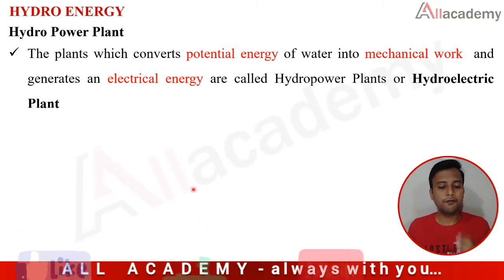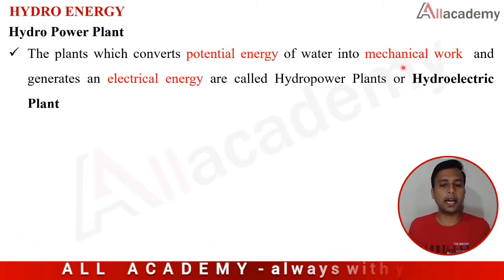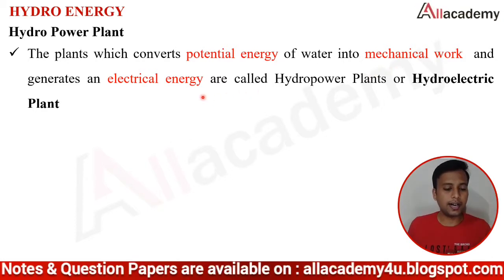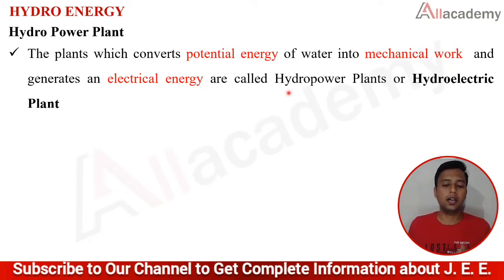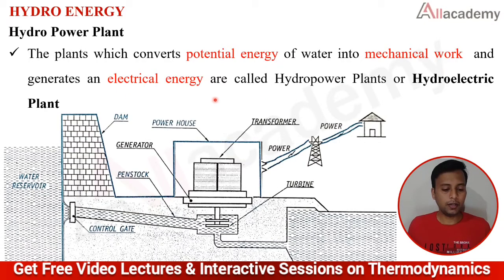The plant which converts the potential energy of water into mechanical energy and in turn generates electrical energy is called a hydropower plant, or it is also called a hydroelectric plant. Now here is a schematic figure that shows the hydropower plant.